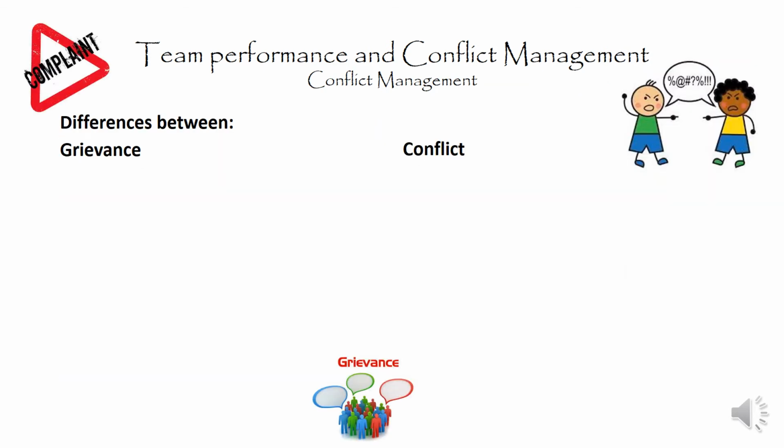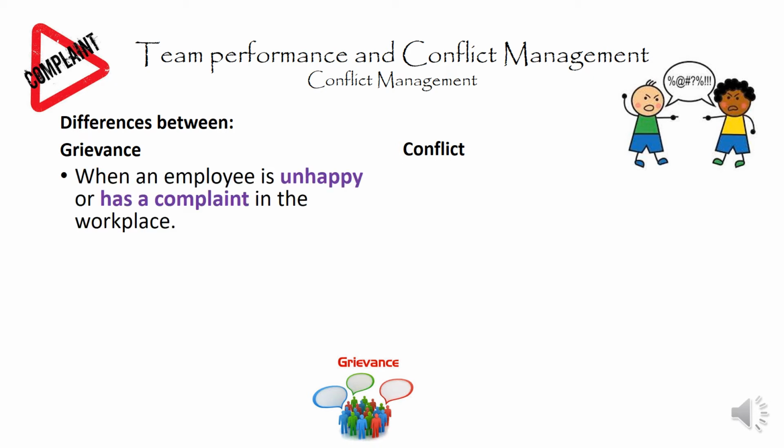Right, what is the difference between a grievance and conflict? A grievance is when an employee is unhappy or he has a complaint about something that happened in the workplace. All right. So a grievance is just when an employee feels mistreated. Now, he's not happy with something that happened at work. He's not 100% happy with whatever, a colleague's behavior, the way that a manager spoke to him, the job that he was allocated to do. He has a complaint. There's something that he's not liking.